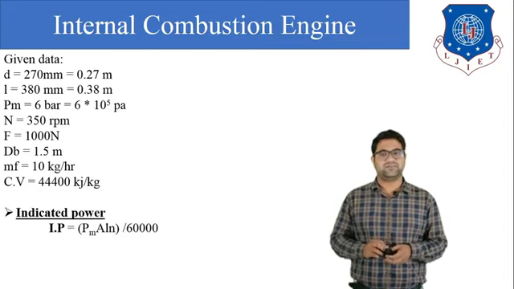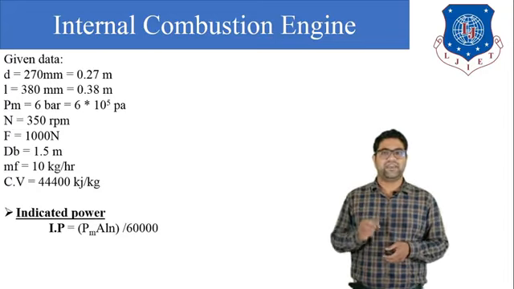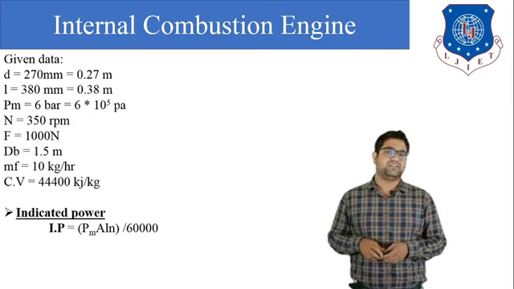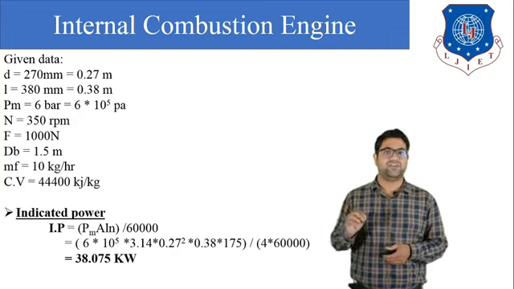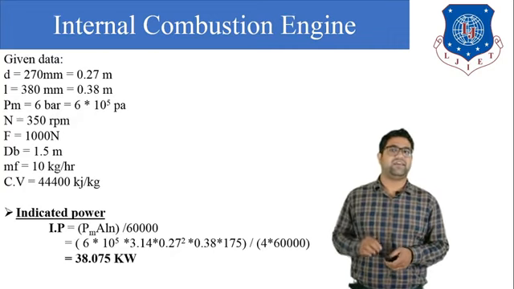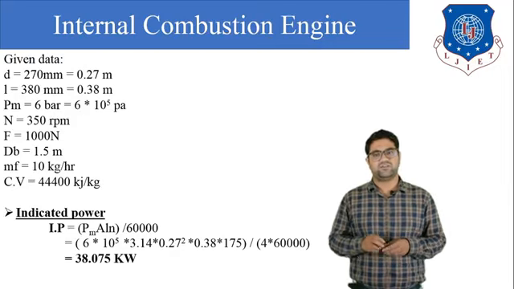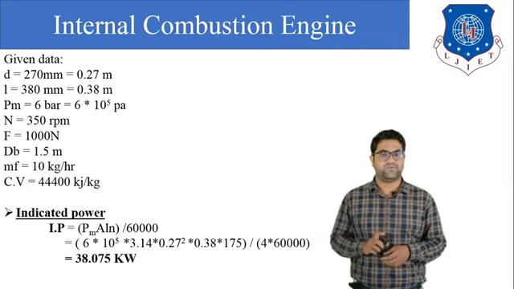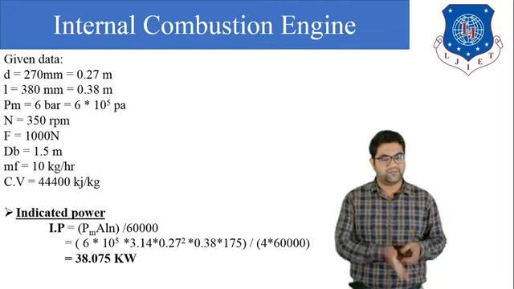The first is the indicated power. The formula of the indicated power is equal to PLAN divided by 60,000. All the values are given. If we put all the values, we get indicated power as 38.075 kilowatt. So this is the value of indicated power. We can say that 38 kilowatt power is generated inside the engine.